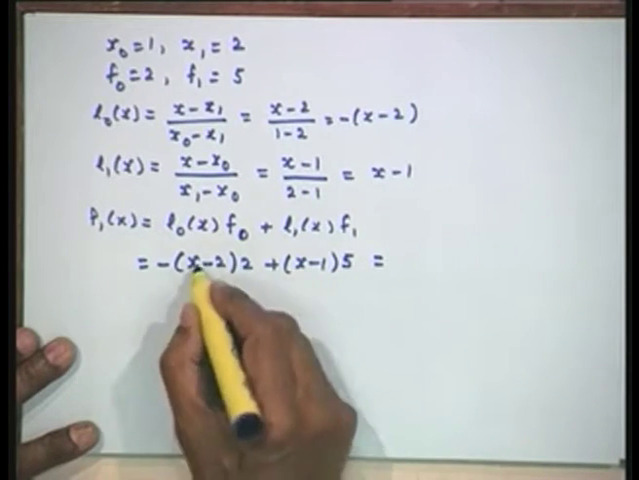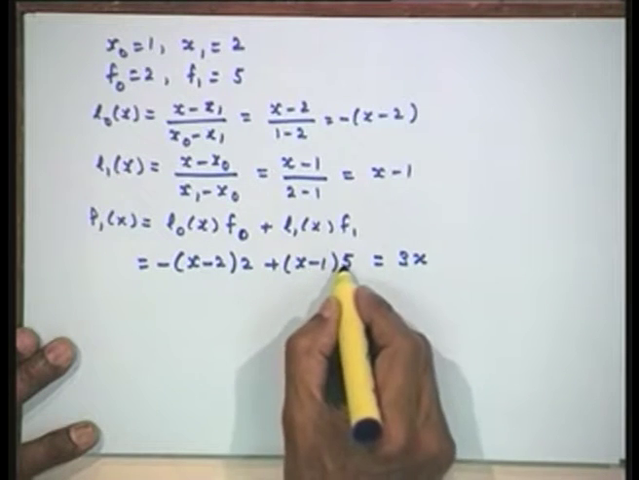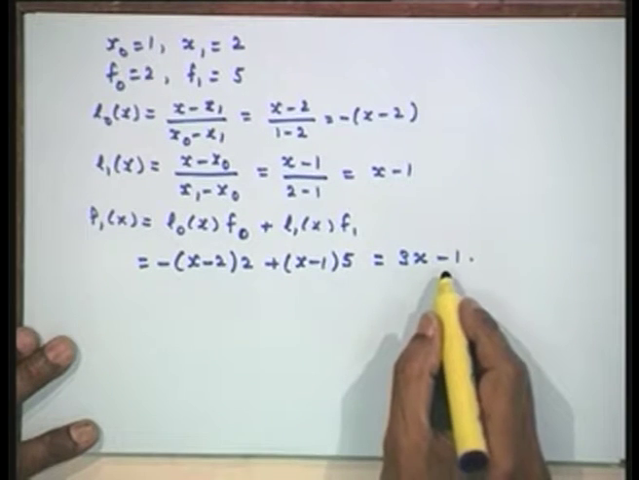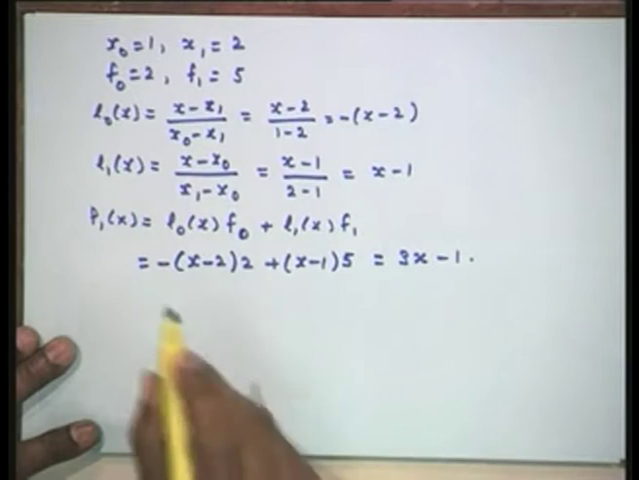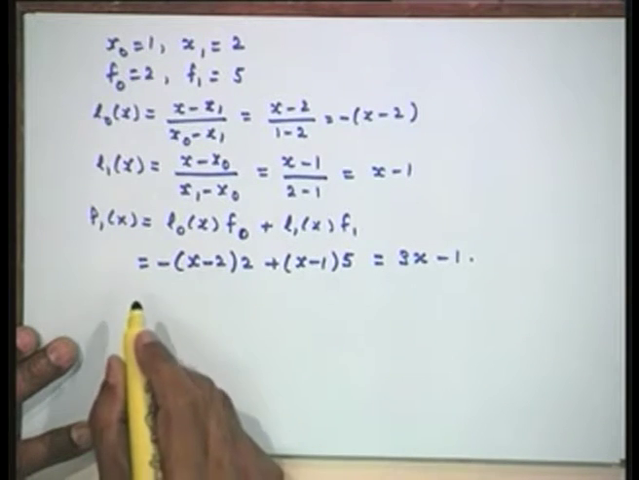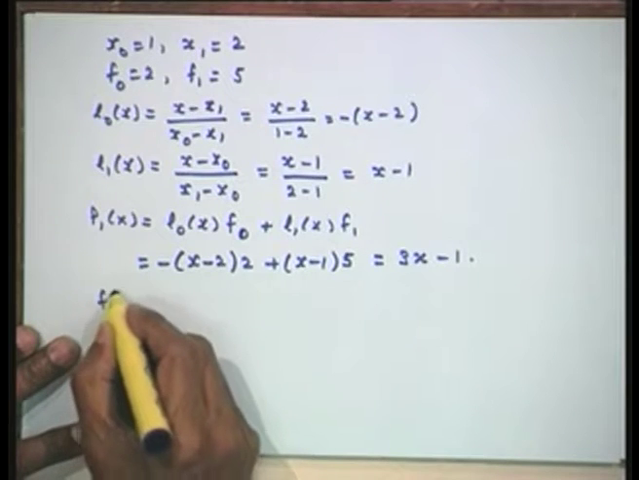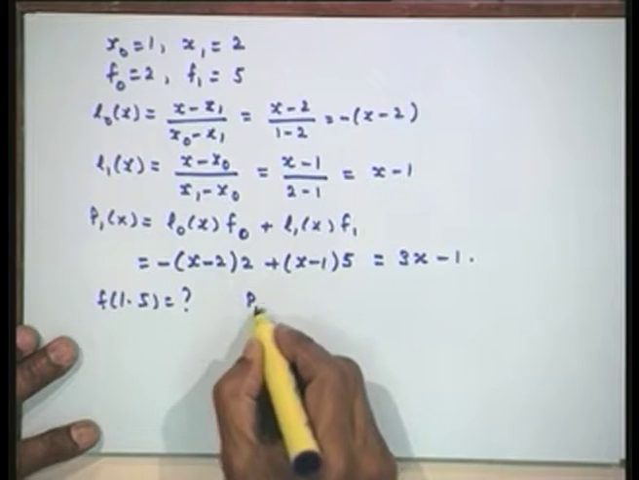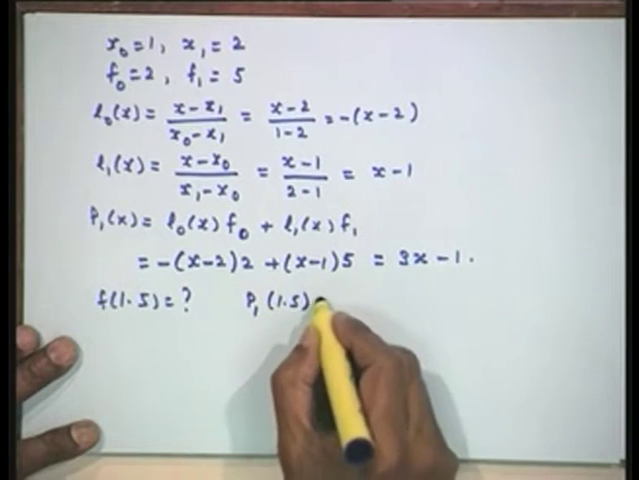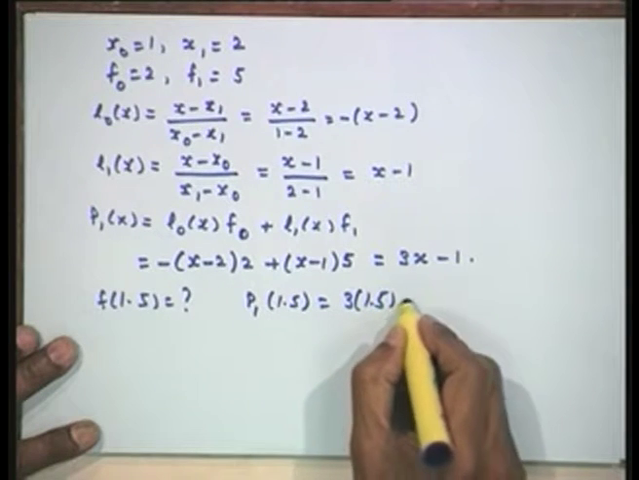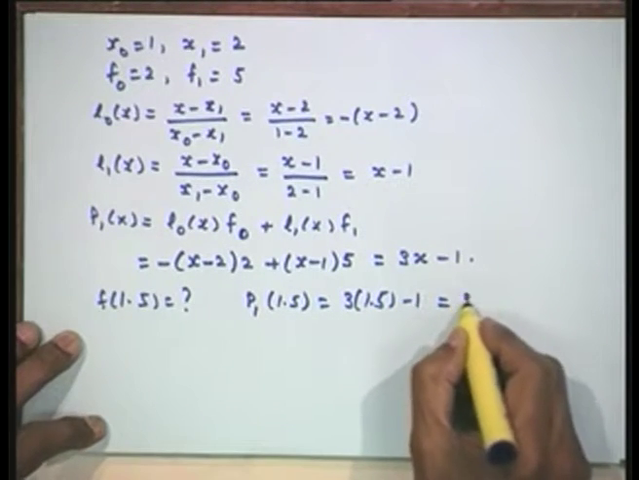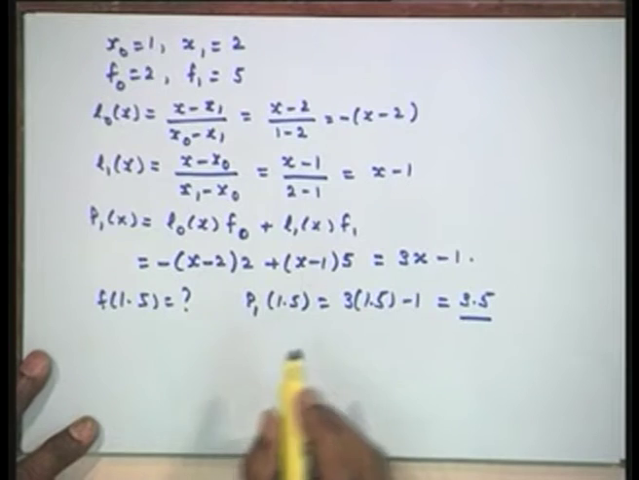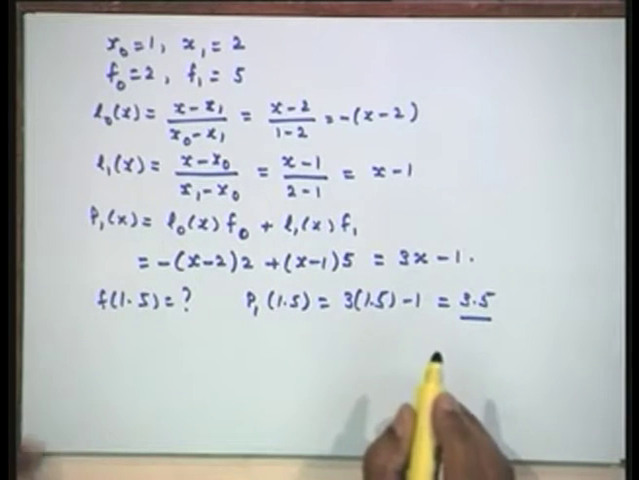This is 5x minus 2x, that is 3x, this is minus 5 plus 4. So, this is minus 1. Therefore, this is a polynomial which fits exactly the given data. Now, we want to predict the value of f at 1.5 is what is being asked. So, I would give the estimate of this as P1 at 1.5, that is 3 into 1.5 minus 1, that is equal to 3.5. So, this will be the predicted value of the function f at the point 1.5.